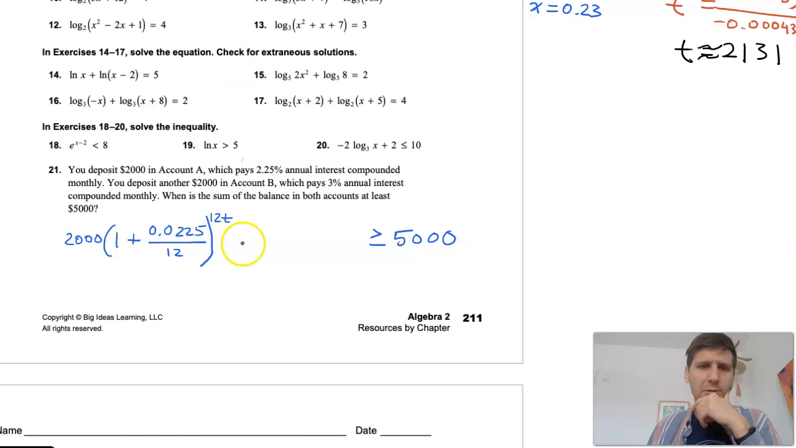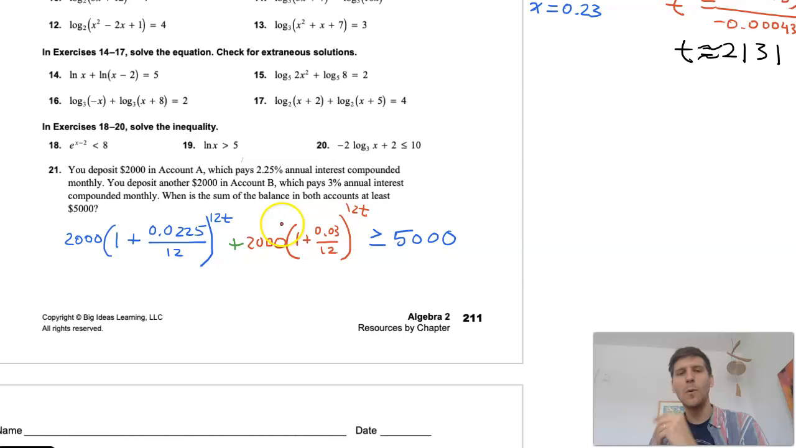And then my other account that's going to be added would be the same values, basically, it just has a different rate. So I'll get 1 plus 0.03 over 12 to the 12t power. Wowzers. So I look at this equation, and there's perhaps some things we could do, divide everything by 2000, but it is a little tricky because we have these two quantities that have different bases.